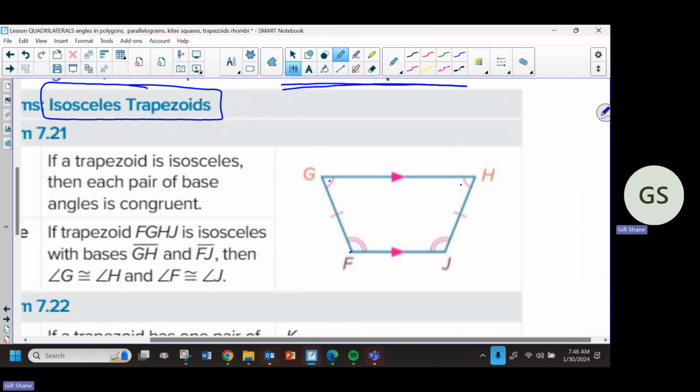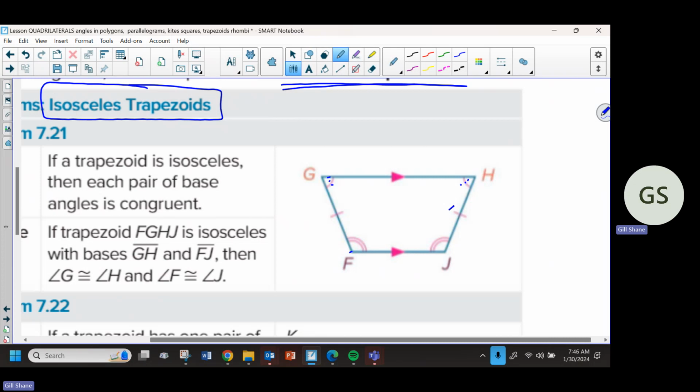So again, they're not all four congruent to each other. Make sure you understand that. The two angles at the ends of the base are congruent, and then the two angles at the bottom. They will never actually all four be congruent, because then it'd be a different shape, a square or rectangle. All right.